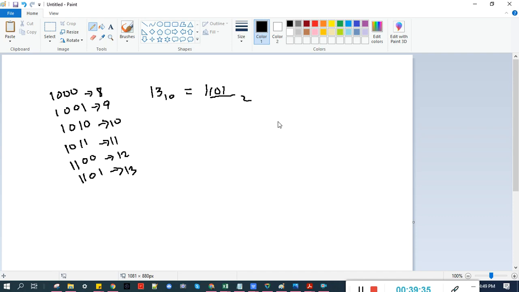Invert the positive 6. 1, 2, 3, 4. Right. 1's complement. The 1's complement is 1, 1, 1, 1, 1, 0, 0, 1. Then we add 1, and it becomes the 2's complement.